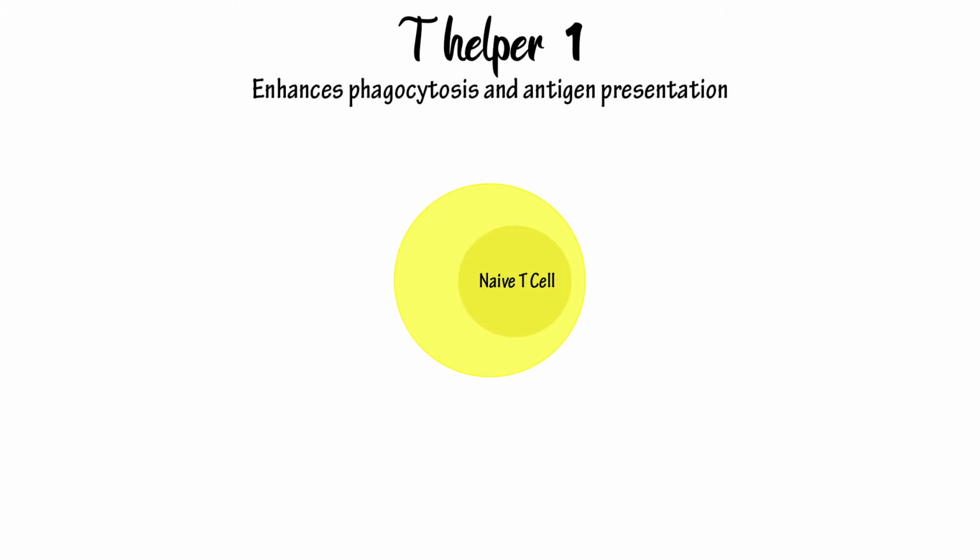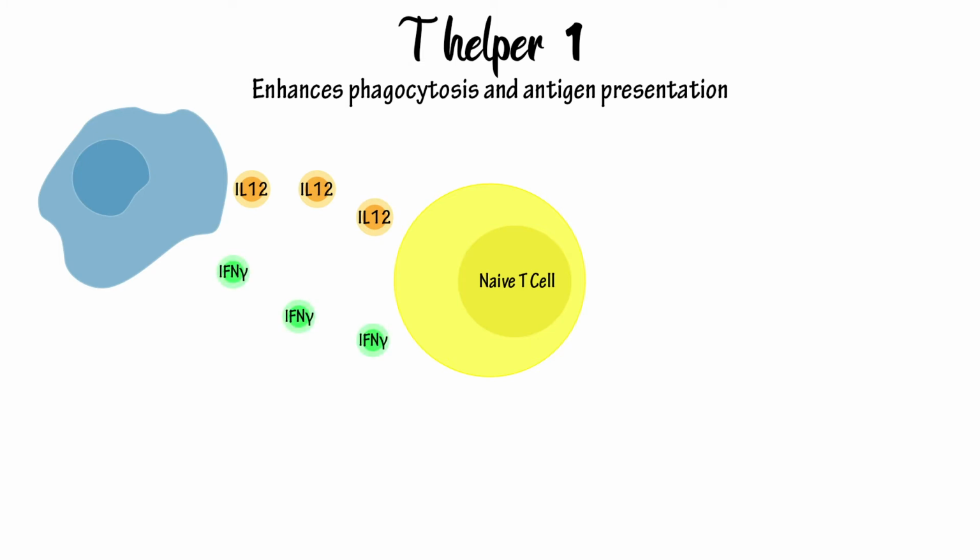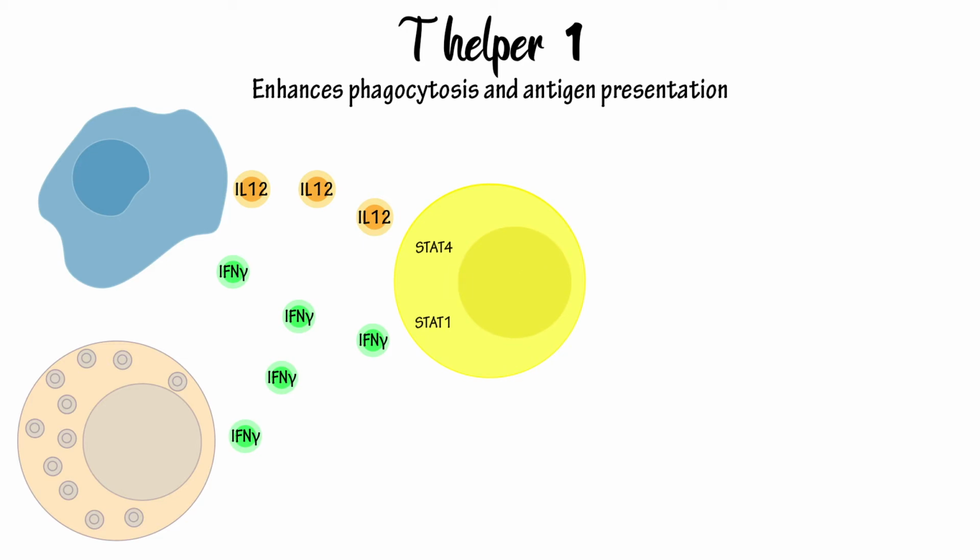So let's begin with the T helper 1 response. The T helper 1 response responds to microbes that are hard to kill by phagocytosis, and it does this by enhancing phagocytosis and antigen presentation. The main polarizing cytokine that causes this is IL-12, mainly occurring when macrophages present antigen. Interferon gamma also triggers this response, and as we know, interferon gamma can come from natural killer cells. The main transcription factor is called T-bet, and this causes more interferon gamma release.